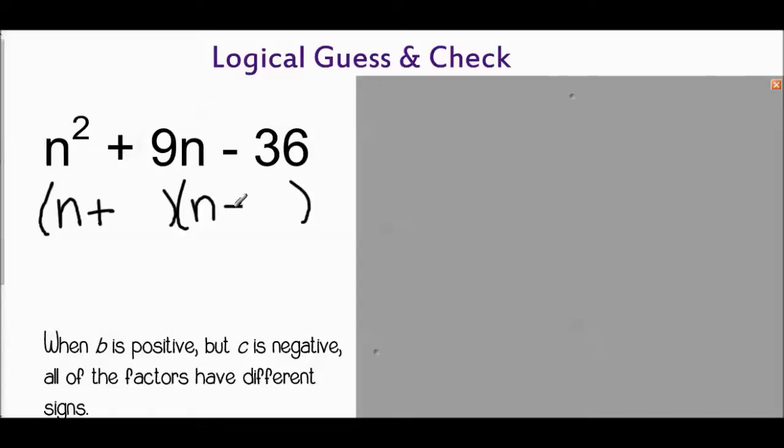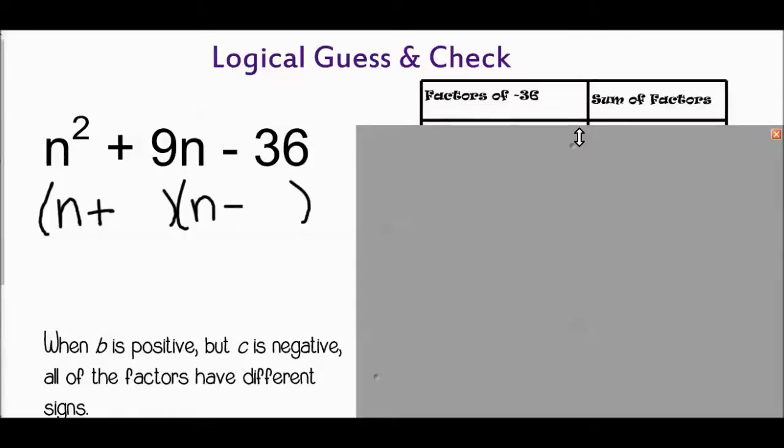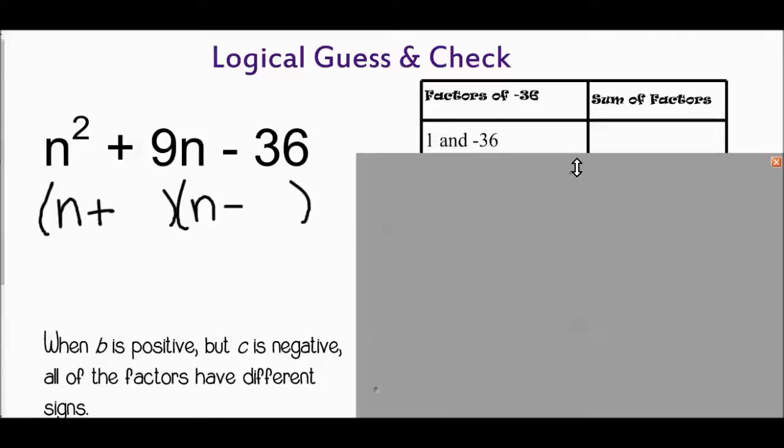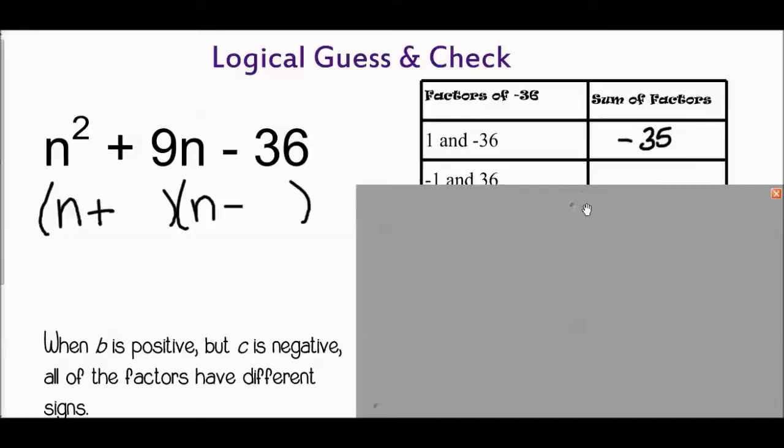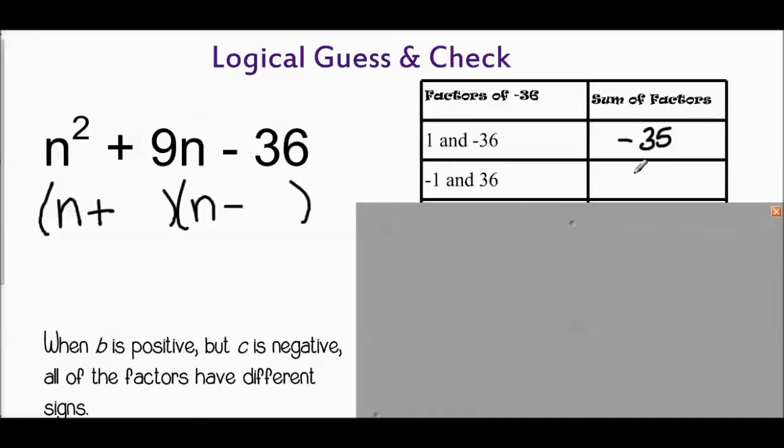Now, another piece of information that I can keep in my head is since I add to get a positive, a sign war is going on. That means my positive number has to be the greater number. So here are our columns. We're thinking about factors of 36. Different signs. 1 and -36 would add to be -35. That doesn't work. Likewise, -1 and 36 would be +35.